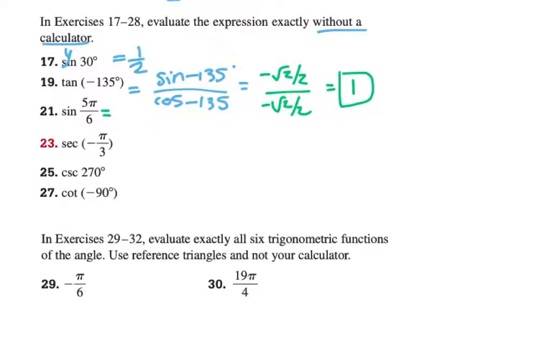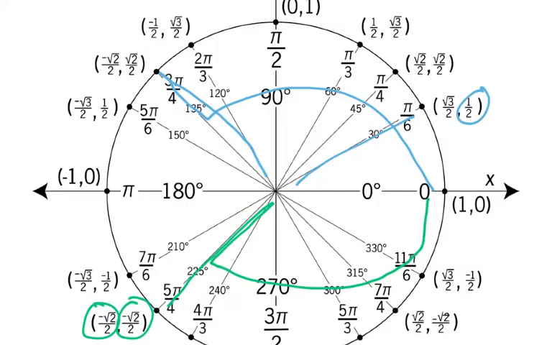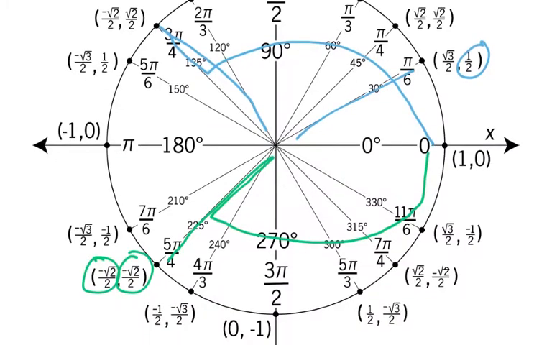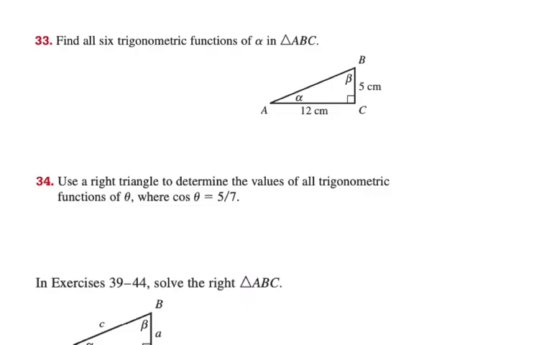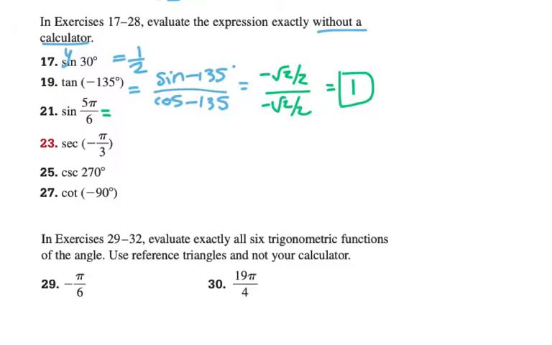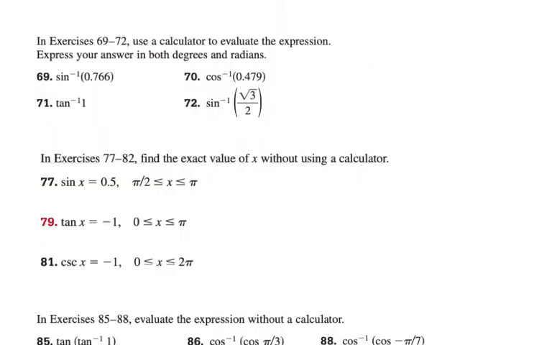The next one, we want sine of 5 pi over 6. So let's see, where's 5 pi over 6? Over here. And remember, we want sine, and so that's the y value. So 1/2.